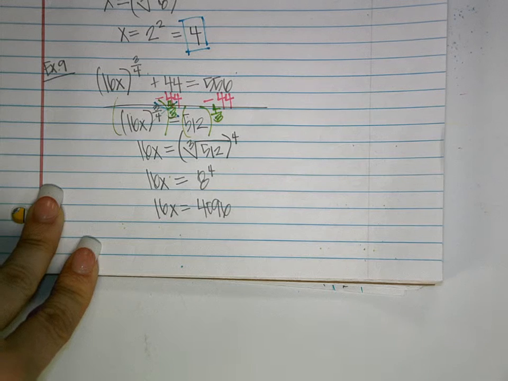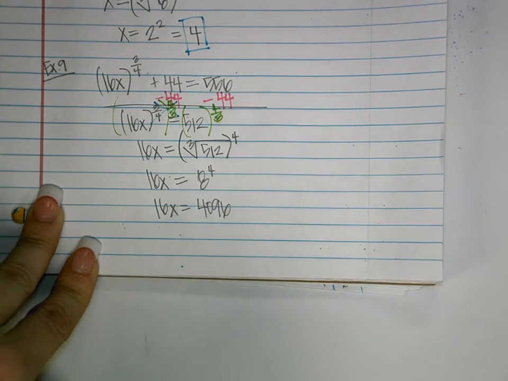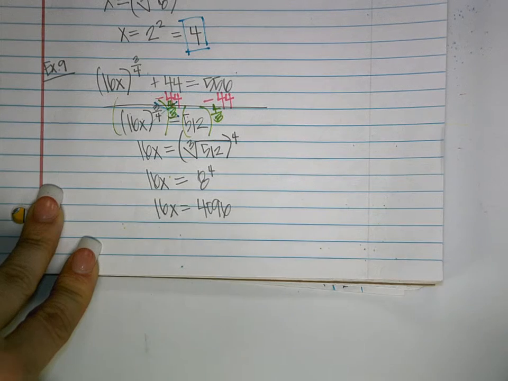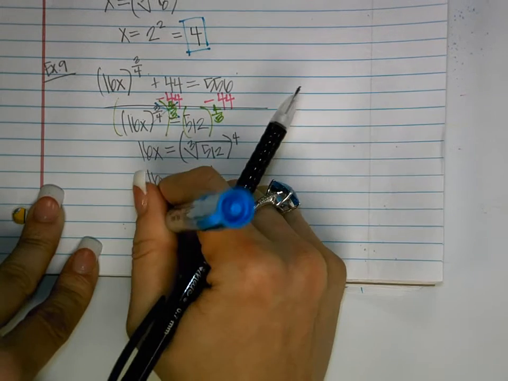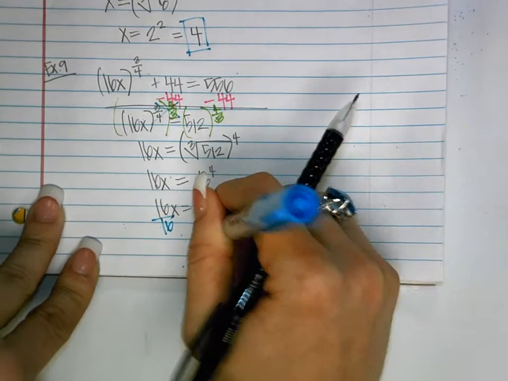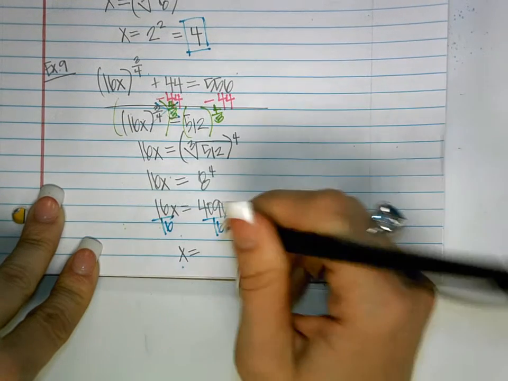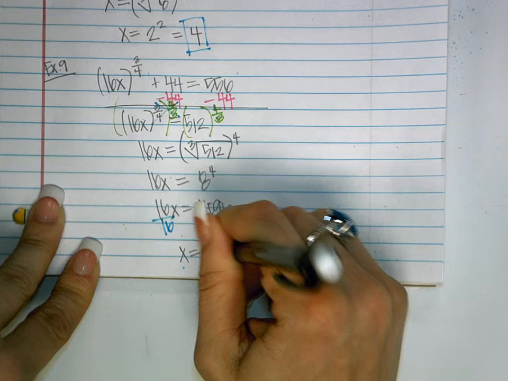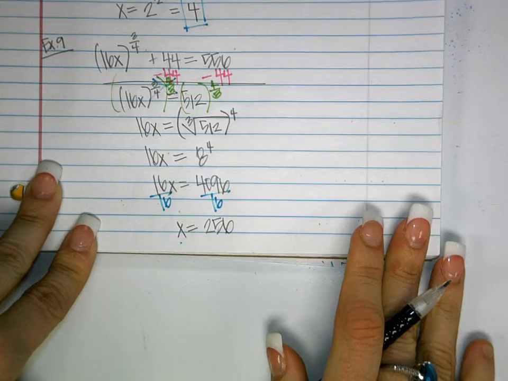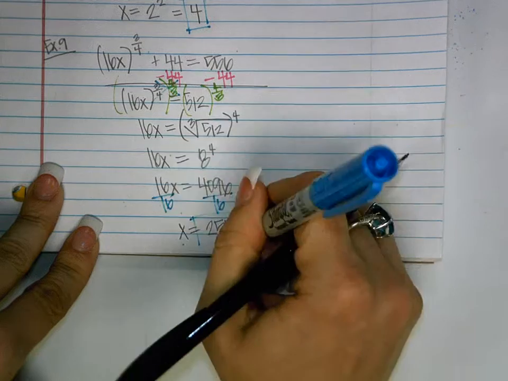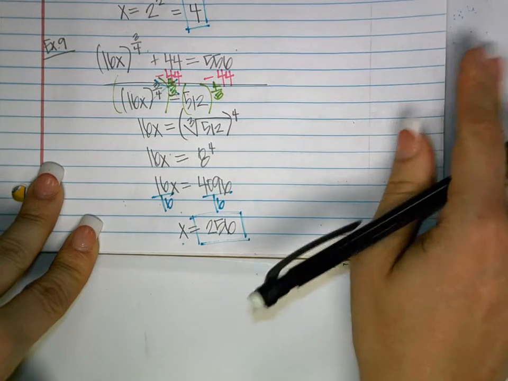So, go slowly. I know you know how to multiply. You're not using calculators on this unit. Divide both sides by 16. Again, you have to know how to multiply and divide. And we get x equals 256. Not all of these answers are going to be nice and simple and pretty. 256 is the answer we're looking for there.